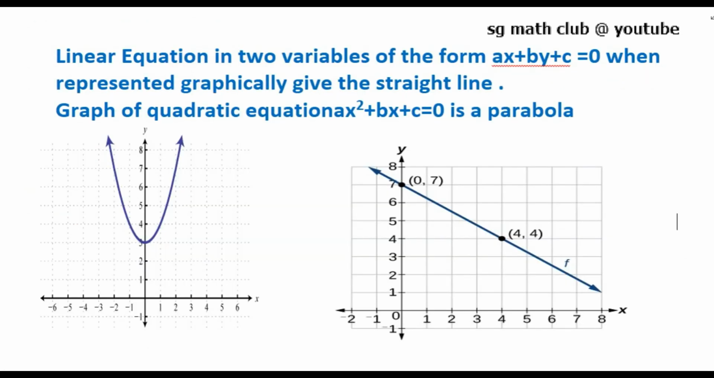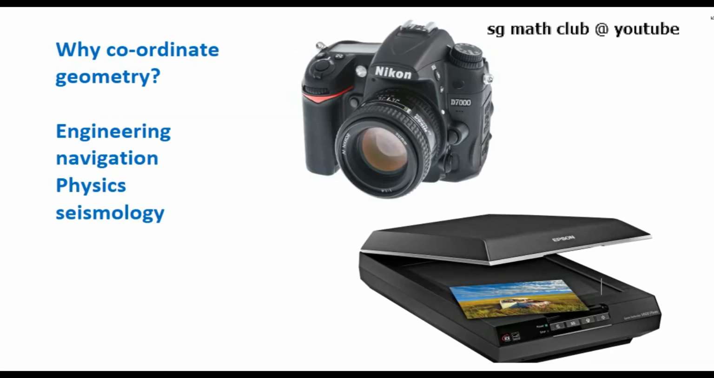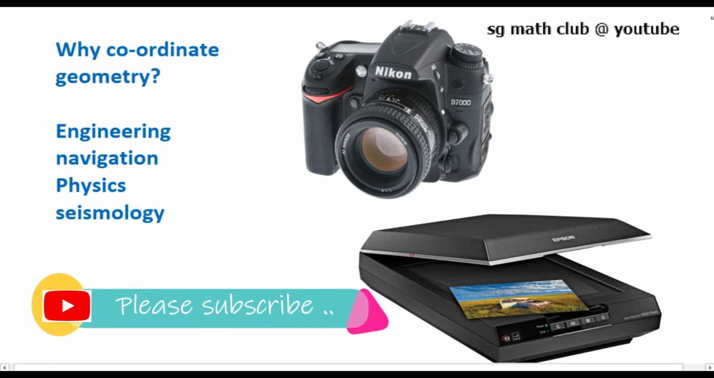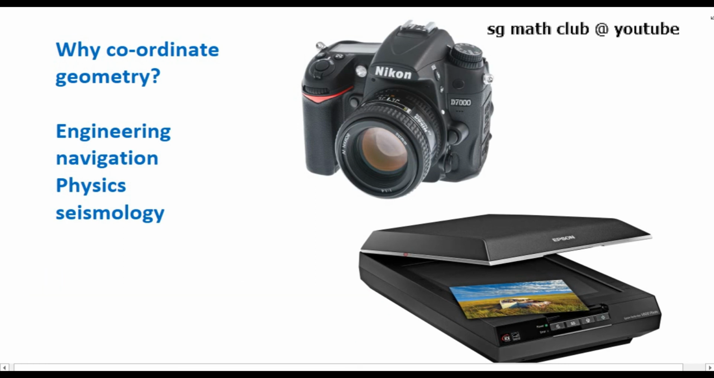Also, you have studied that a linear equation in two variables of the form ax + by + c = 0, when represented graphically, gives a straight line, and the graph of a quadratic equation is a parabola. So all this is done in the Cartesian plane. So why are we studying coordinate geometry? It has wide application in the fields of engineering, navigation, physics, seismology, etc. In appliances like the camera and the scanner, coordinate geometry is actually used. You will be studying all this in your higher classes.